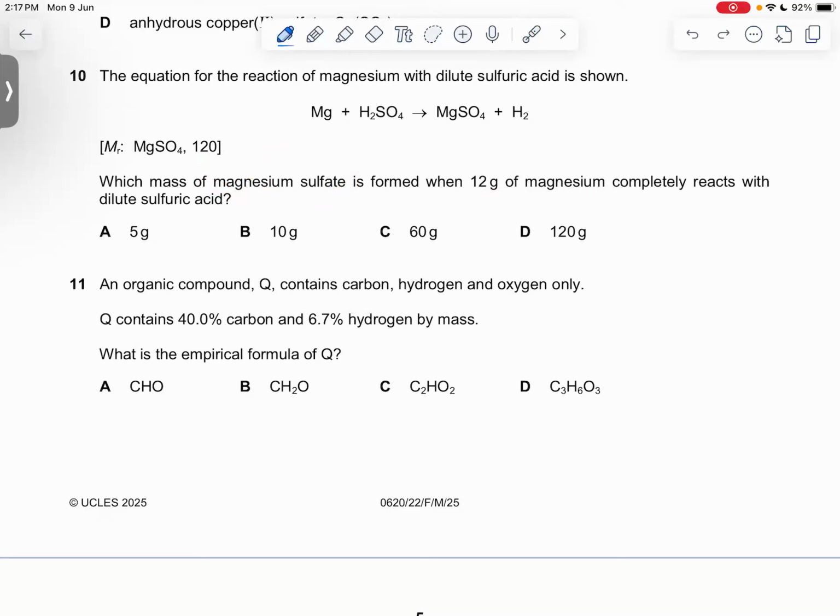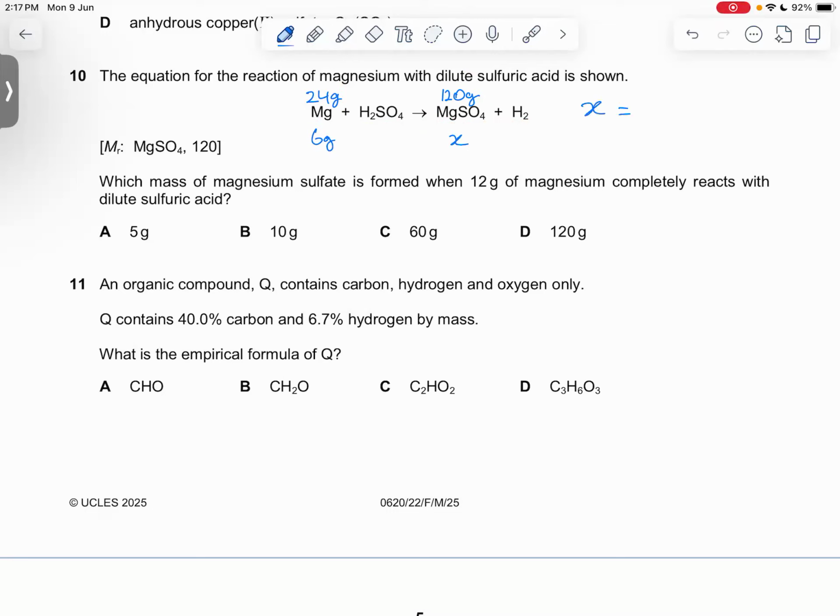Over here, we don't have to do that much. We can do a shortcut, and the shortcut is very simple. If you remember, magnesium has an AR of 24, meaning 24 grams of magnesium produces 120 grams of magnesium sulfate. That is now something that has been established: 1 mole of magnesium producing 1 mole of magnesium sulfate. Everything seems to be balanced. So 24 grams of magnesium produces 120 grams of magnesium sulfate, and 6 grams of magnesium would produce X grams.